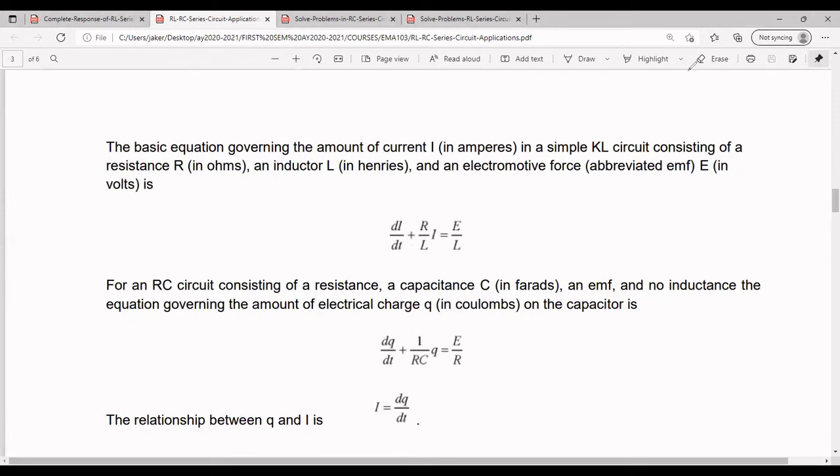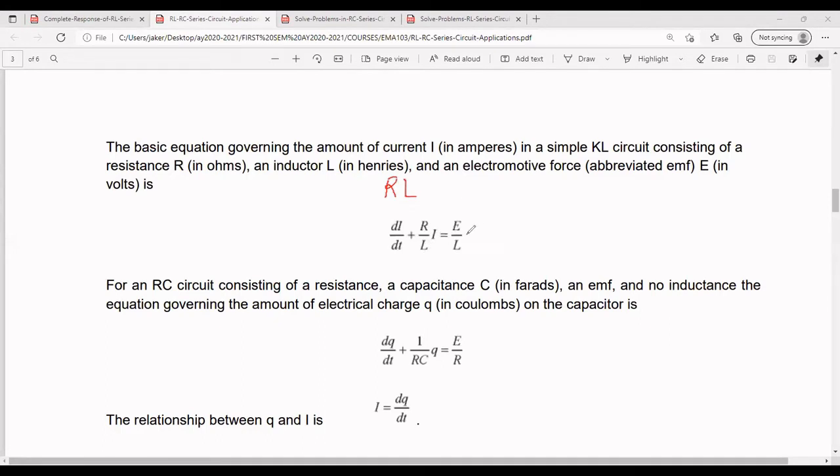Let me annotate. This is for your RL circuit. This is your model DE. So what does this imply, class? Whenever you're given a circuit which has a resistor and an inductor, this is automatically your differential equation. In here you have the derivative, the rate of change of the current with respect to time, and you have R over L times I, and you have E over L. R and L are constants: this is resistance, this is inductance.